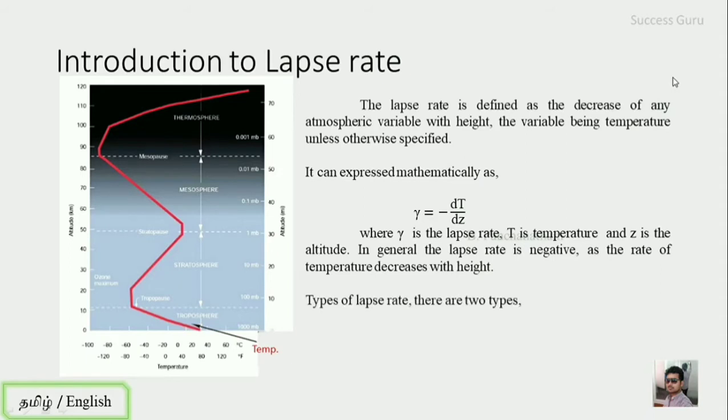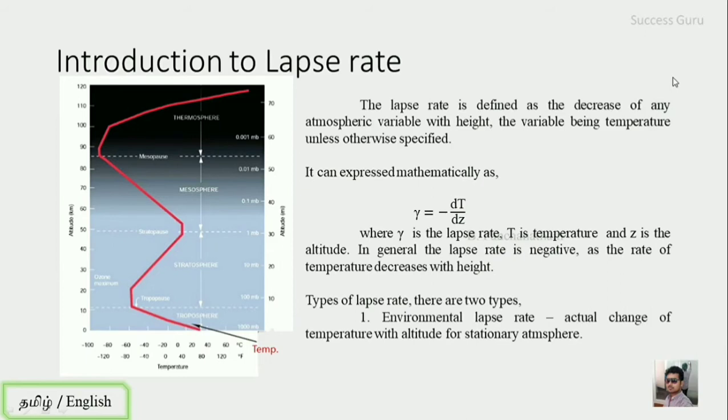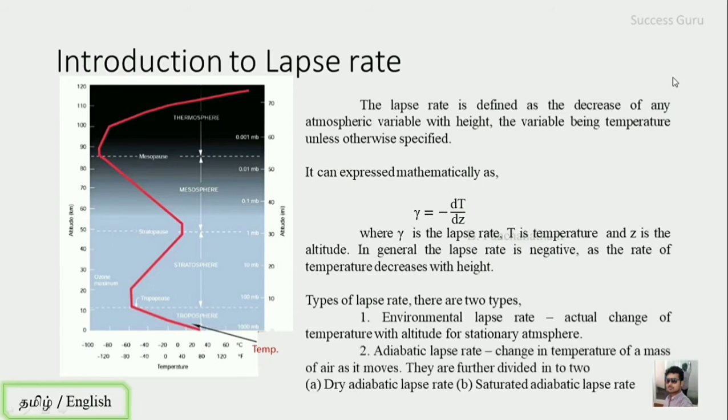This is further classified into two types, depending on whether the rate of change of temperature is in a stationary atmosphere or in a moving air mass. The environmental Lapse rate is the change of temperature with the altitude for a stationary atmosphere, that is, the air mass does not move, only there is a rate of change of temperature along with the height. That is called the environmental Lapse rate.